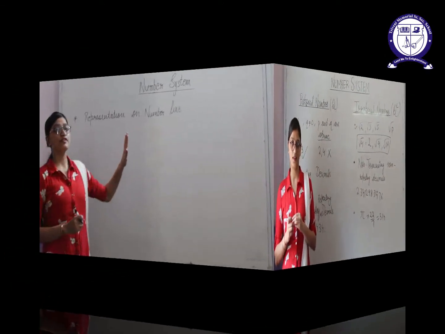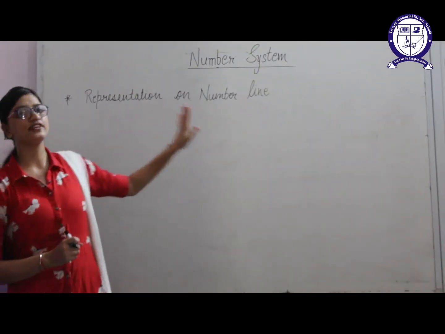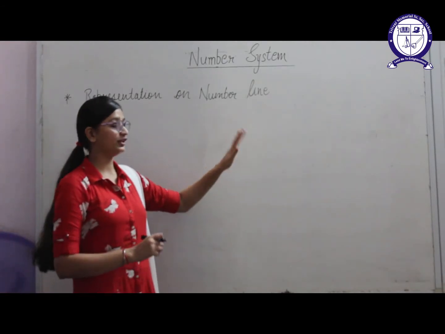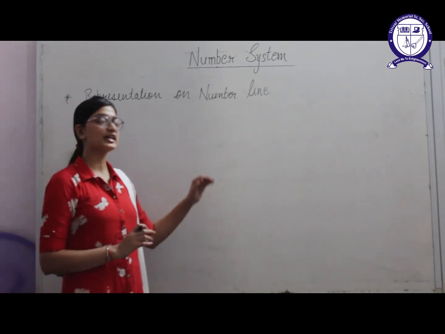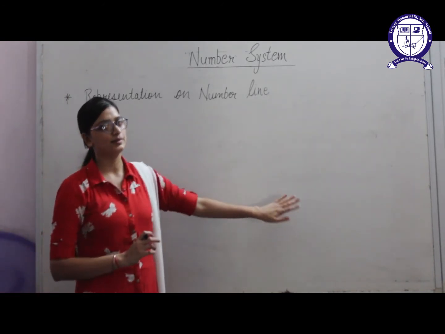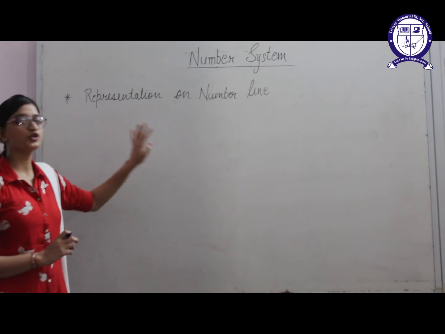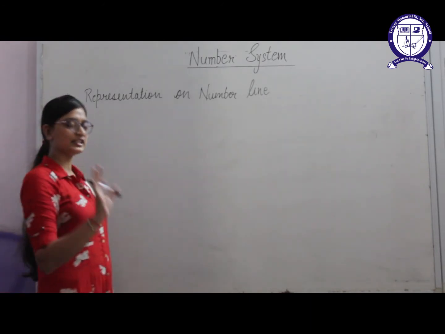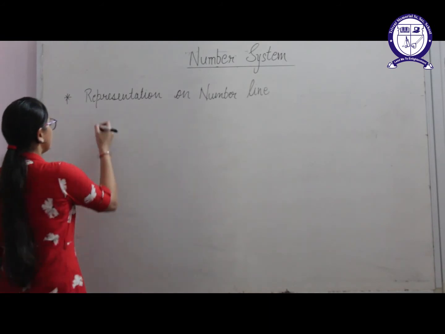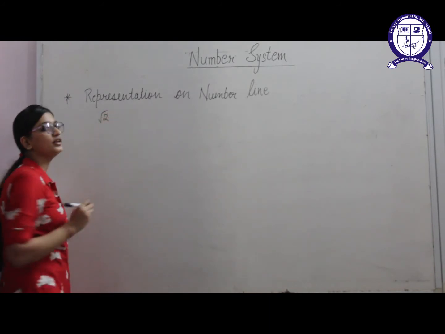So now we will be representing the irrational numbers on the number line. We know how to represent the rational numbers, the integers and natural numbers on the number line. Similarly, we are going to do the same for the irrational numbers, but the procedure is a little different. Suppose we need to represent root 2 on the number line.